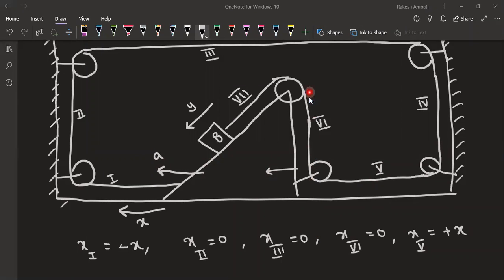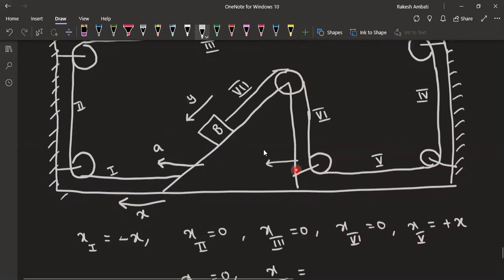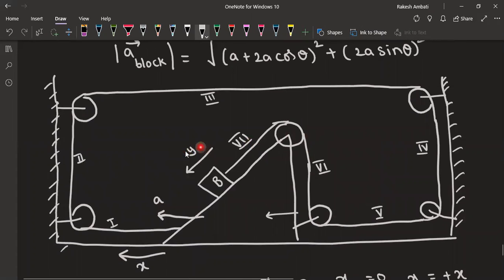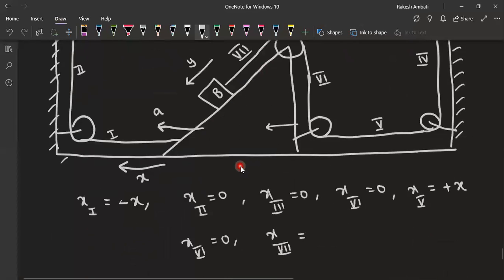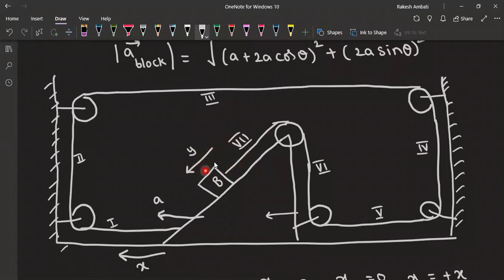Then coming to the sixth segment, same procedure. In this case, the sixth segment length also has no change. So for the sixth segment, no change, equal to 0. Then the seventh segment is moving down by y. So the seventh segment length increases by y, so plus y.